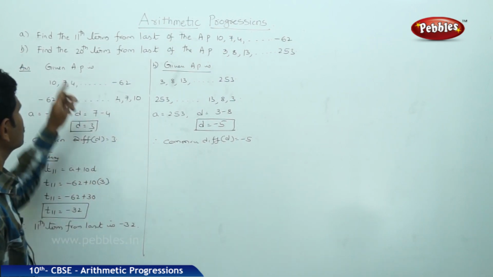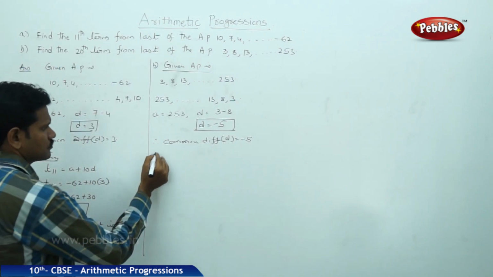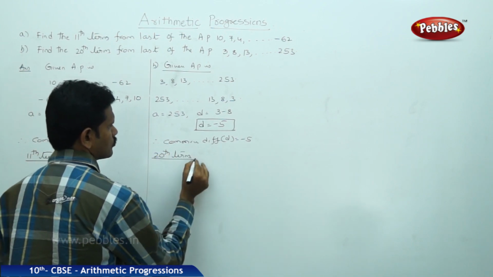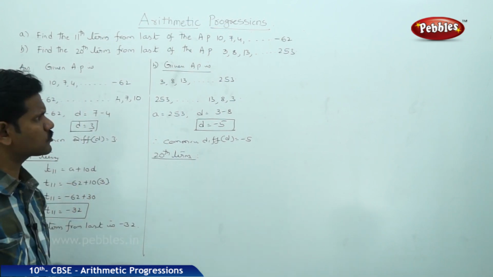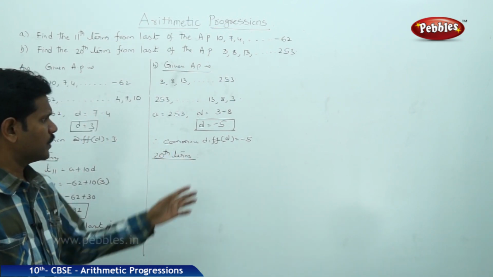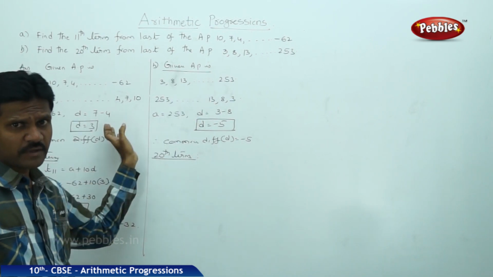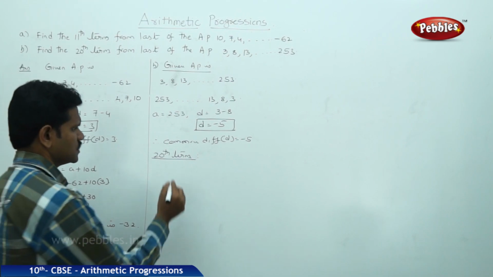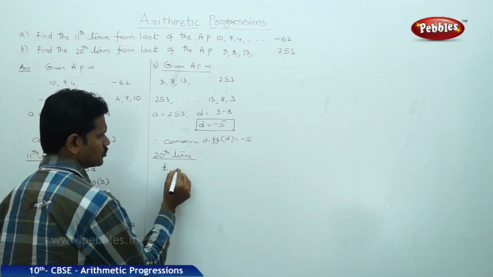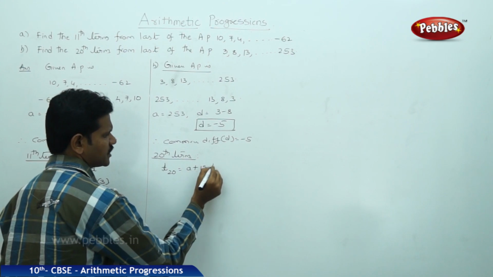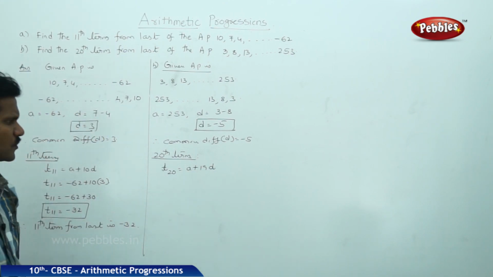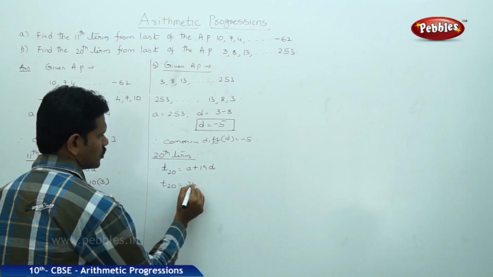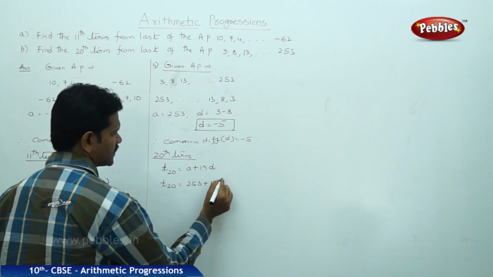Now I have to find the 20th term. If you start the question from the beginning, it means 20th from the last. But what we did, the data is reversed. That is, now it is the 20th term from the first only. That is T20 is equal to A plus 19D. That is T20 is equal to A, 253, plus 19 times minus 5.